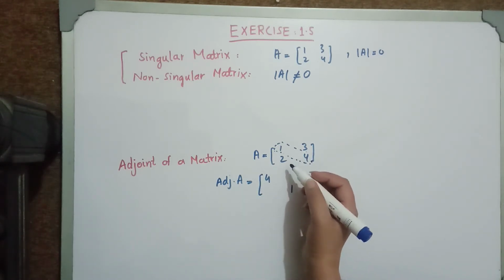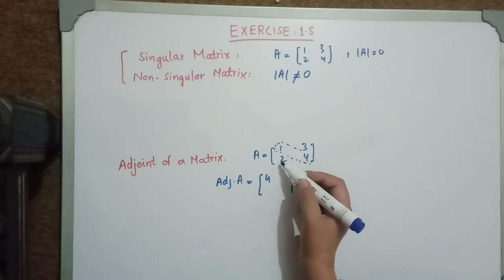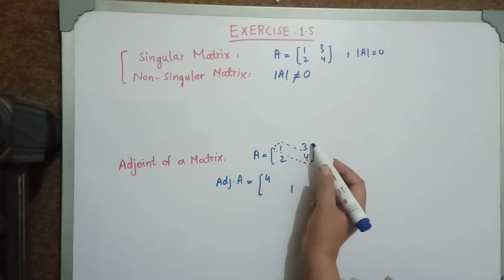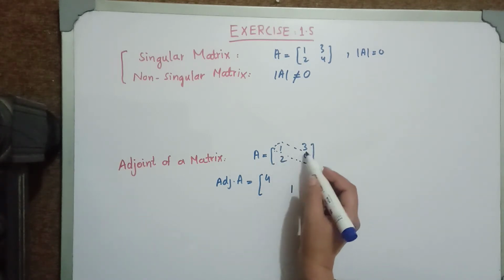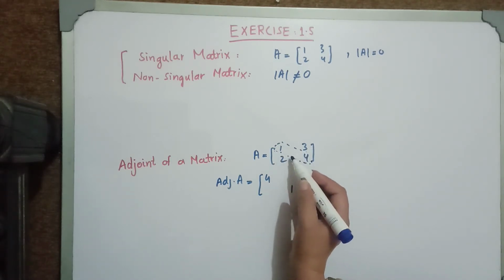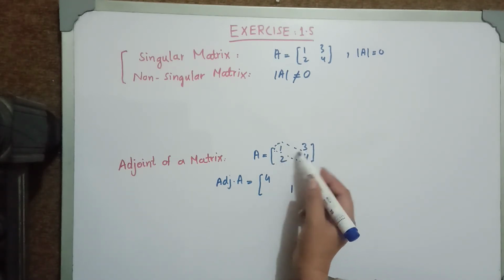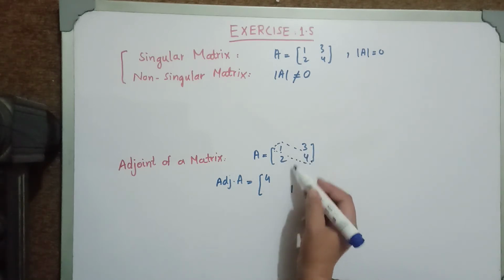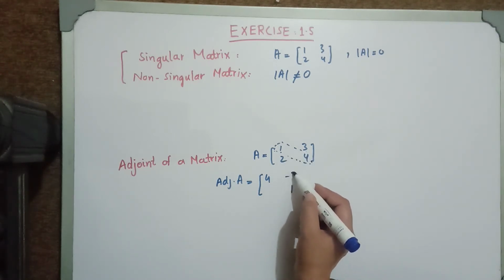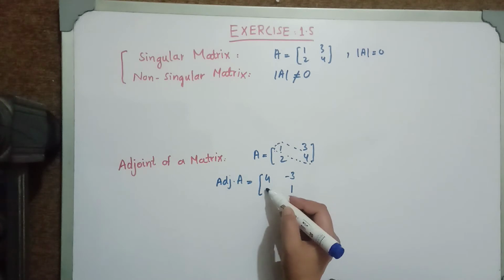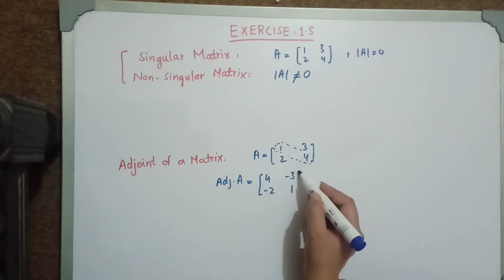The second thing we do is we change the sign of the entries of the second diagonal. This is our second diagonal, right? 3, 2. So I'm going to change the sign of these two entries. 3 is positive, it will become negative here. Again 2 is positive, it will become negative.